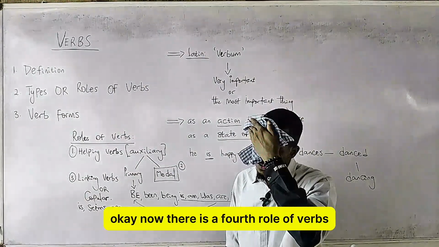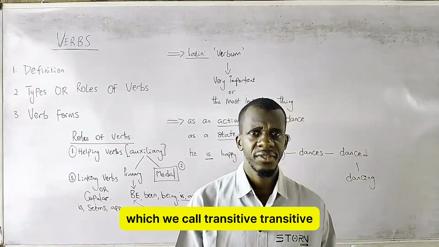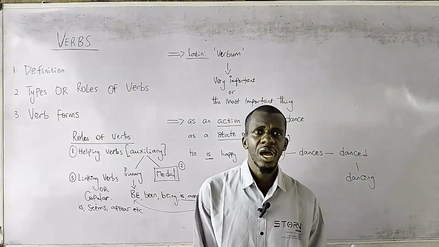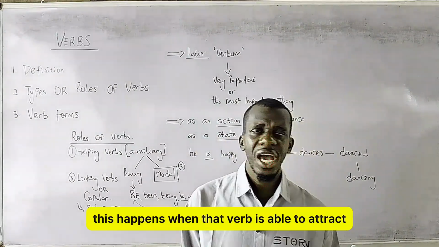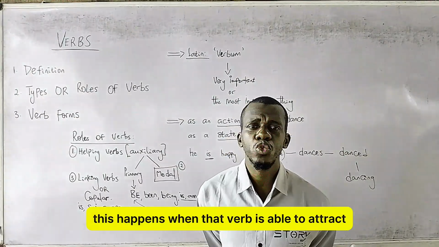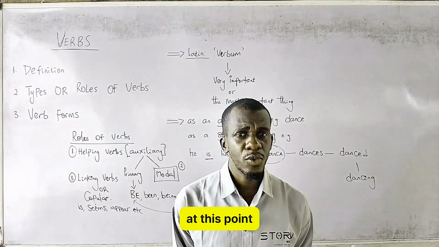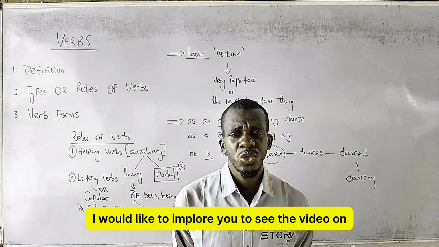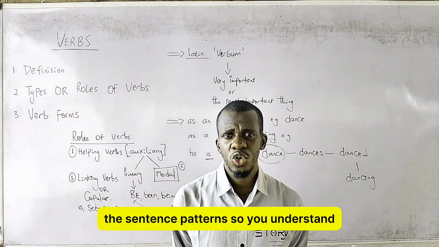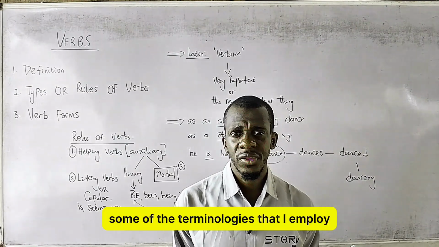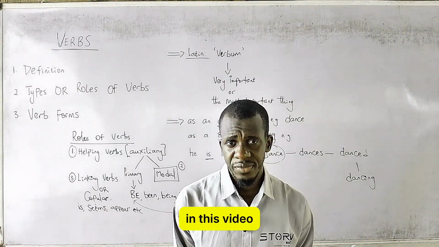Okay? Now, there is a fourth role of verbs which we call transitive. Now, when does a verb function as transitive? This happens when that verb is able to attract what we call a direct object. At this point, I would like to implore you to see the video on the sentence patterns so you understand some of the terminologies that I employ in this video.